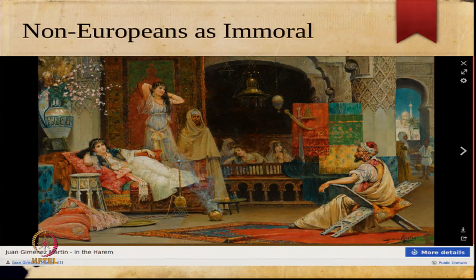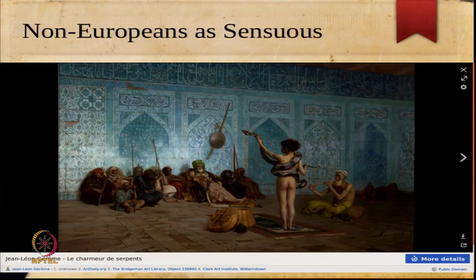It was not that the academies were completely unprejudiced. They also had their prejudices, but those prejudices worked on very, very specific themes. So, this is a presentation of a harem in the eastern world, in the oriental world. The Orient is presented as immoral and non-Europeans as sensuous.